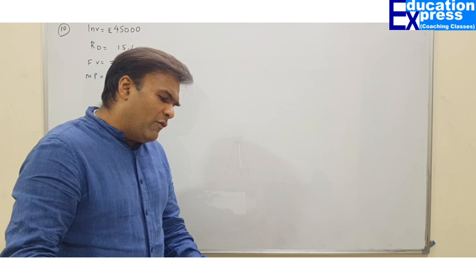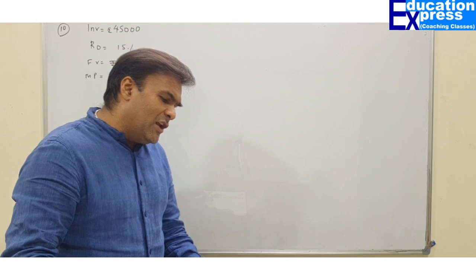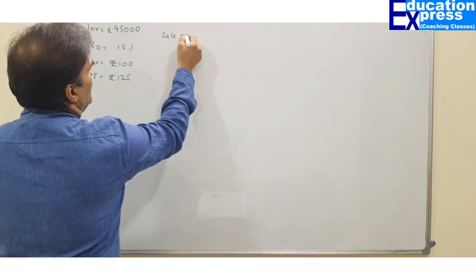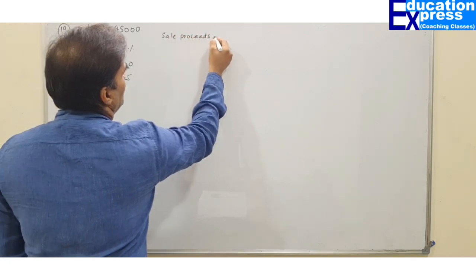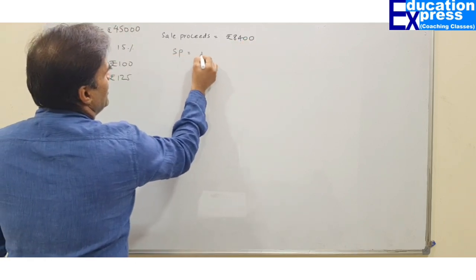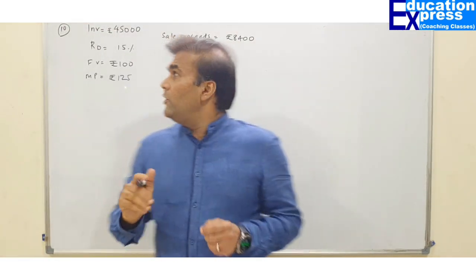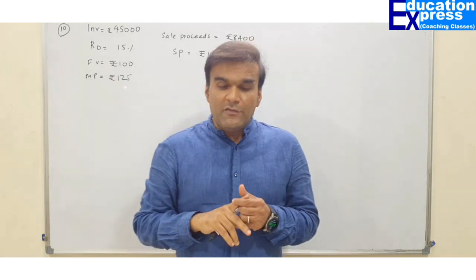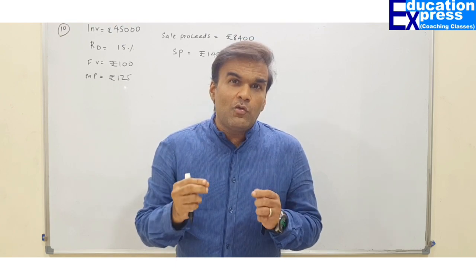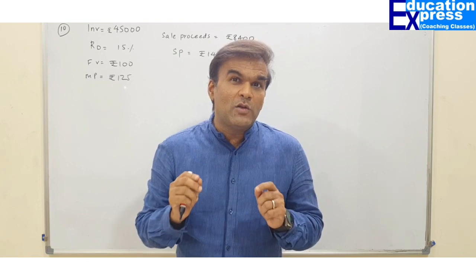When the market value of these shares rose to 140, he sold some shares just enough to raise 8,400. So sale proceeds, that means the money collected from selling the shares, is rupees 8,400. What about the selling price? The selling price of the share is 140, because it is given in the question that though he bought the shares at 125, when the price rose to 140, he sold sufficient shares. How many shares is not mentioned.